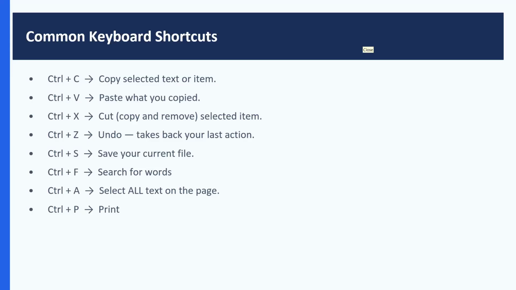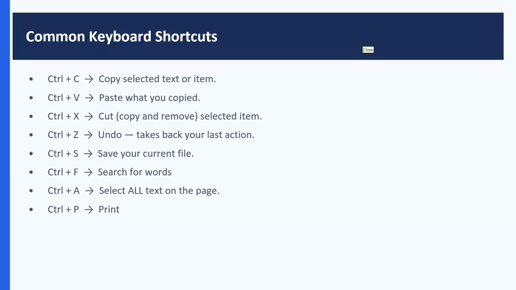So those are the ones that are pretty useful, but Control Z is also really useful. It just undoes. So if there's no back arrow on your computer when you're typing, Control Z will undo and take back your last action. Then Control S will save your current file. If you press Control S on whatever you're doing, a pop-up should show that this file has been saved.